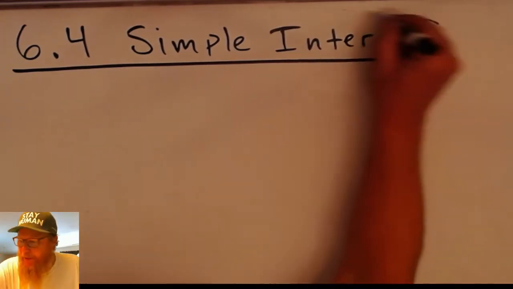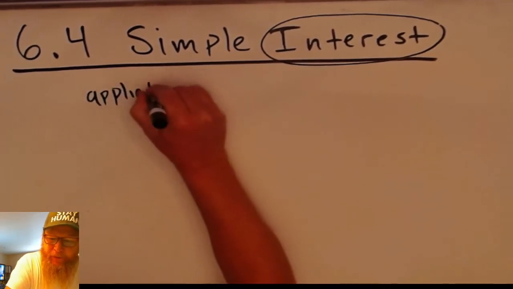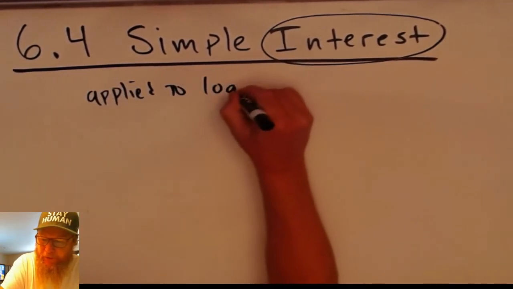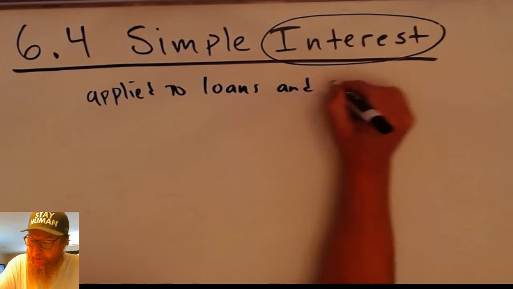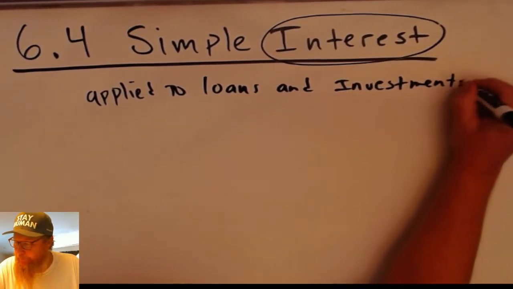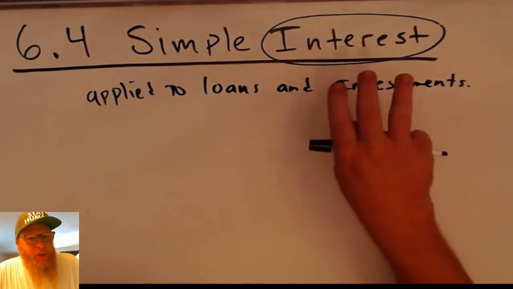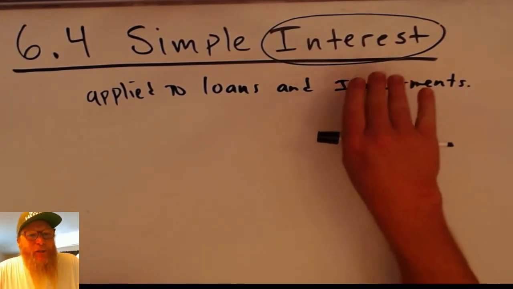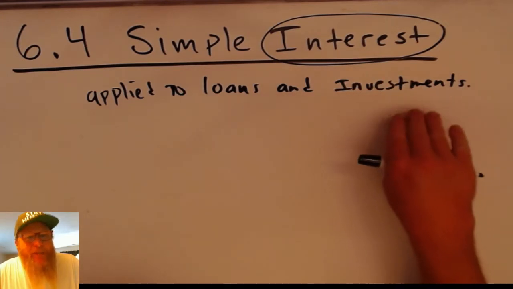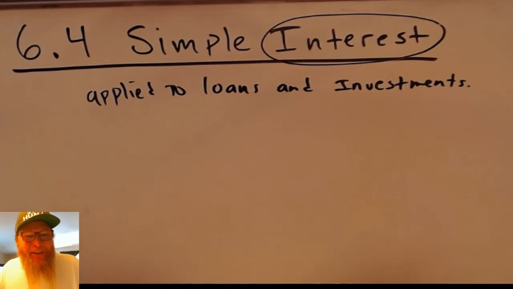So interest is applied to loans and investments. We like to say that if one does not charge interest on a loan or doesn't receive interest on an investment, it's not interesting. There's nothing interesting about the problem.